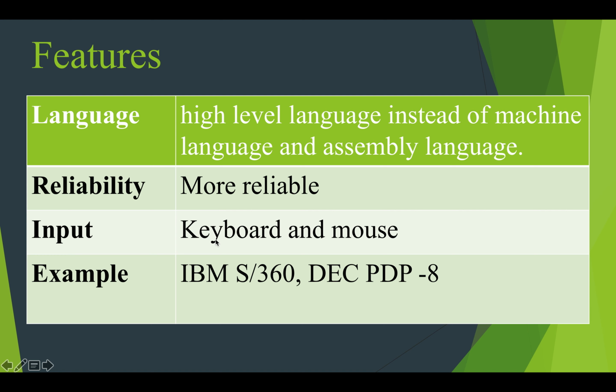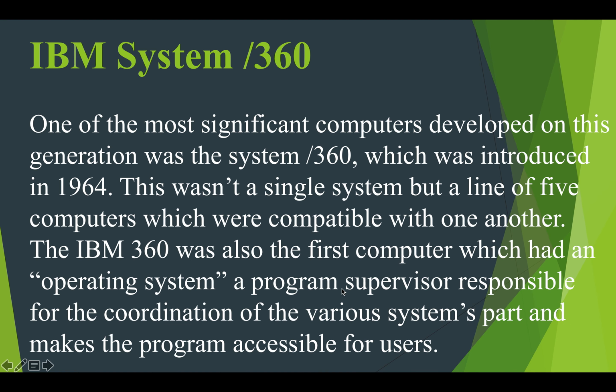In third generation computers, input is given through keyboard and output is displayed on monitor. It was totally general purpose computers. Air conditioning was also required. Its examples are IBM System 360, DEC, and PDP-8.